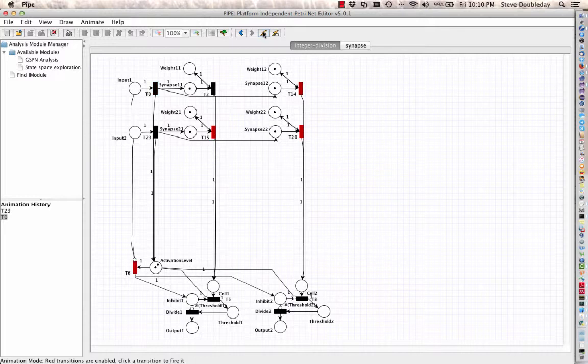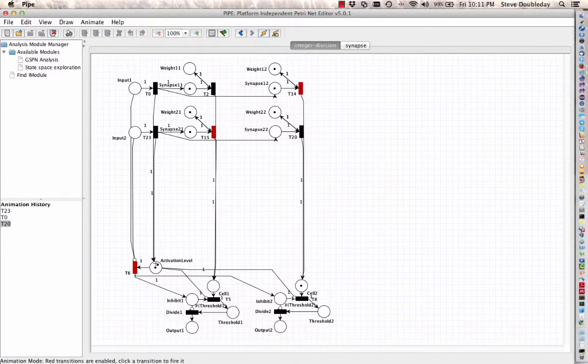Let's keep firing. Okay, so the other input place fired. It also propagated signal into both of its downstream synapses. But in this case, weight 1, 1 isn't populated, the one on the left, and the one on the right is populated, weight 1, 2. So only one of the two transitions there is enabled for firing. Okay, so one of them fires and it populates down here into cell 2.